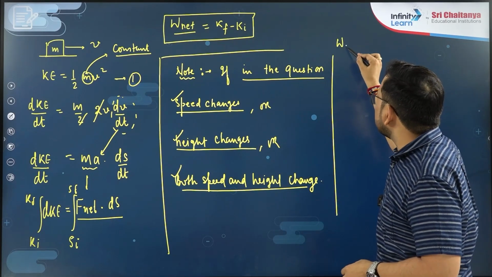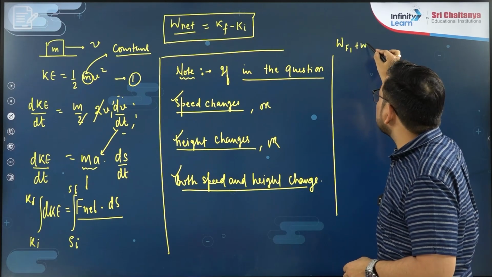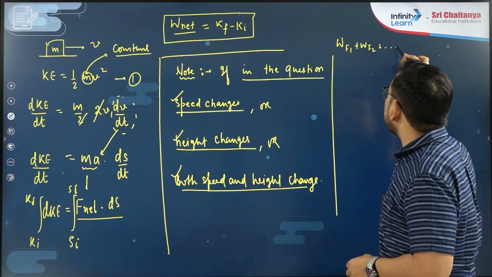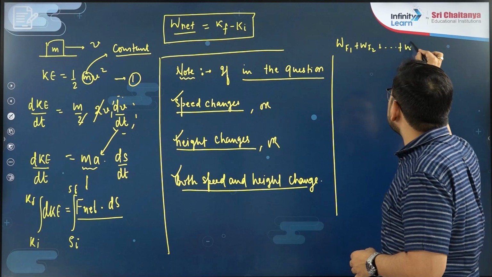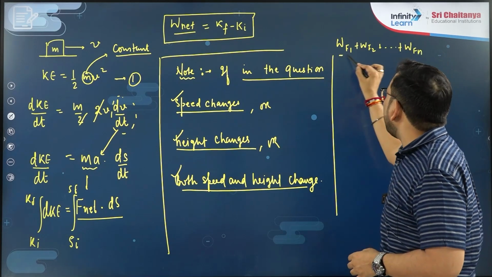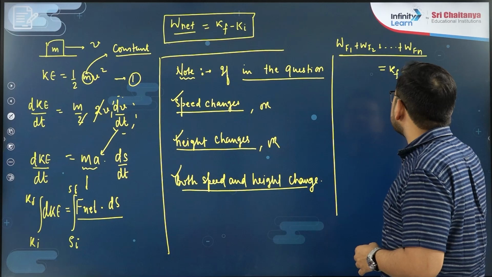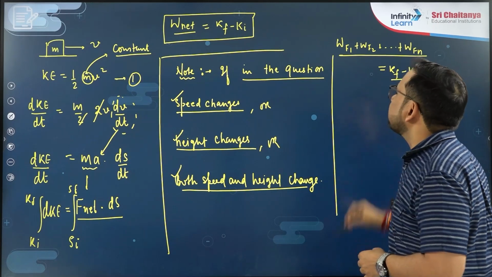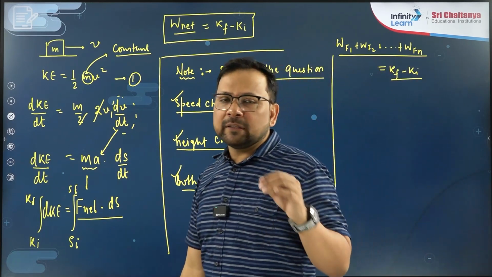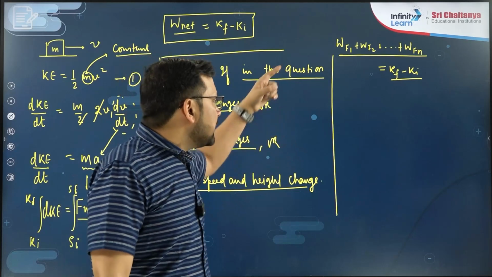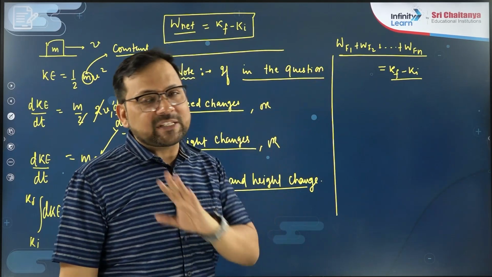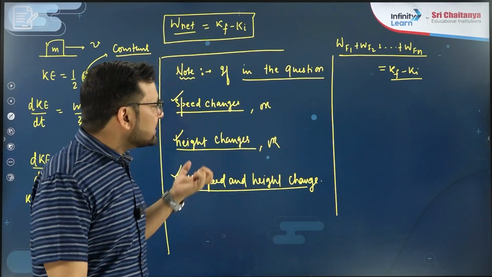Write as many forces as there are: work done by force 1, work done by force 2, like that, up to work done by Fn. All these works you have to equate to final kinetic energy minus initial kinetic energy. If you write this, you have formed an equation. This equation will solve your question. Okay, so that's the very simple thing.